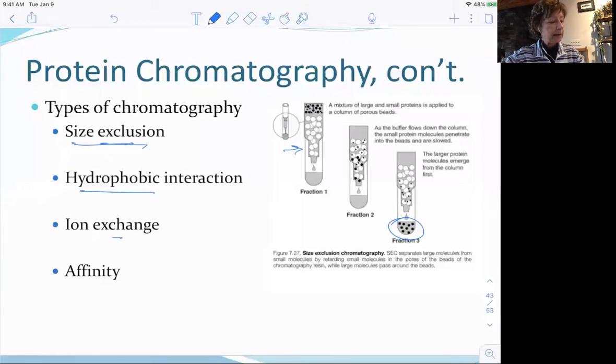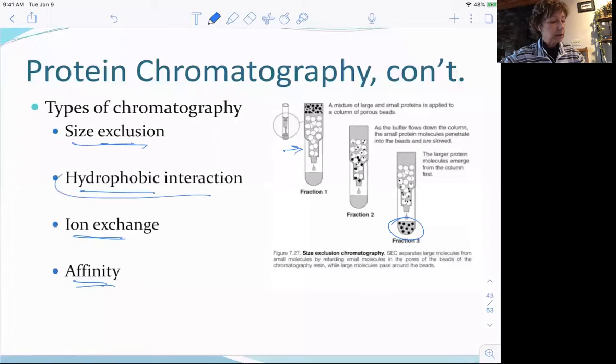Hydrophobic interactions would look at proteins that have more hydrophobic versus hydrophilic groups on them. Ion exchange is looking at whether things have positive or negative charges. And then affinity is where you bind specific things to a molecule, and you might even have a tag on your protein to bind it, and then you can get it to release. You might even use an antibody or something like that to bind to your protein.